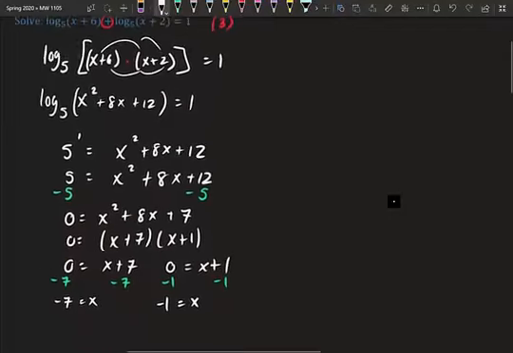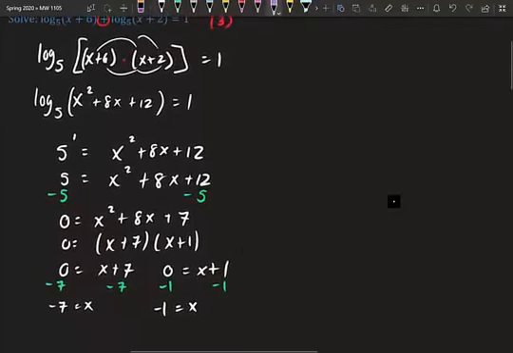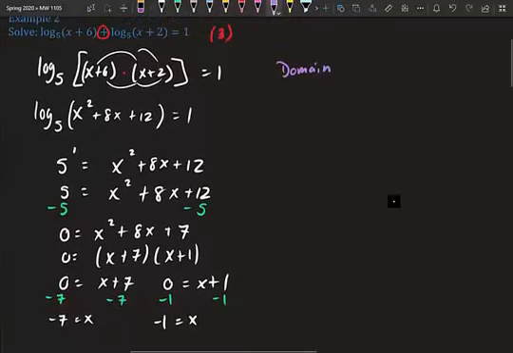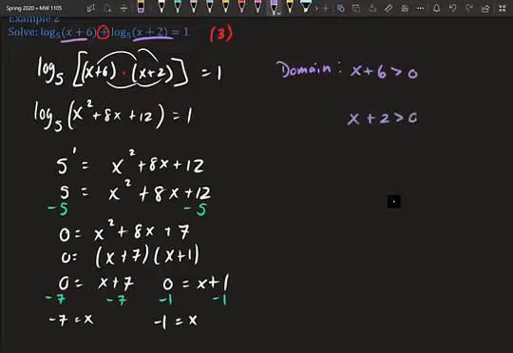But before we decide that it's actually a solution or not, we need to check that domain. To check that domain, we set the argument greater than 0. Here in the original equation, we actually have two arguments. We have x plus 6 is greater than 0, and x plus 2 is greater than 0. So x has to be greater than negative 6, and x has to be greater than negative 2. Whenever you have two domains, it's not both that are the answer. The domain is the highest number.